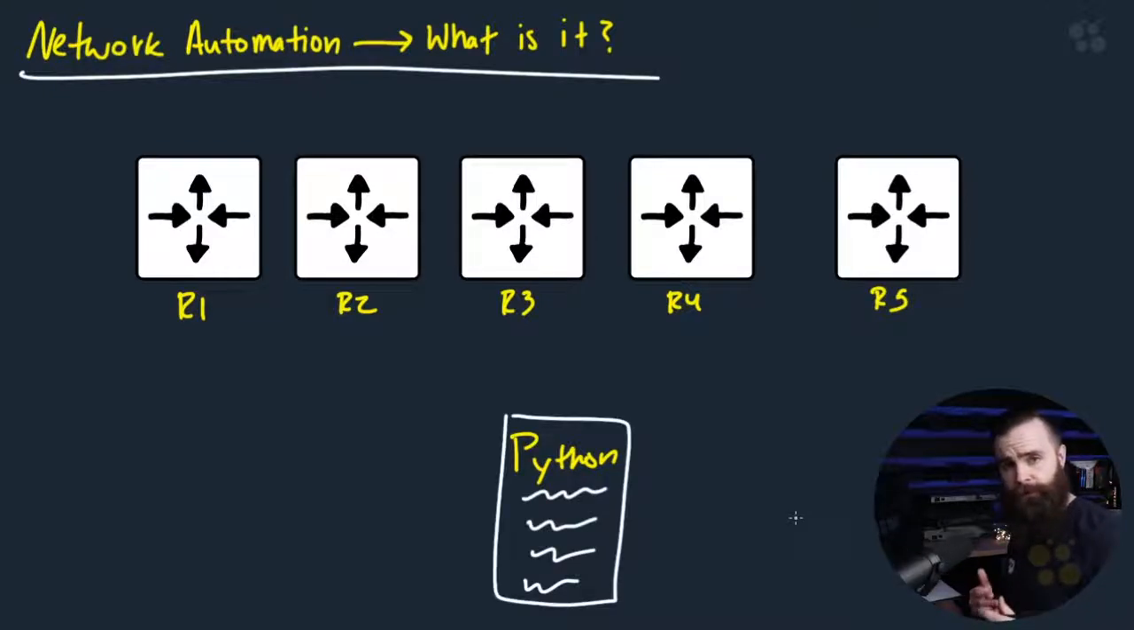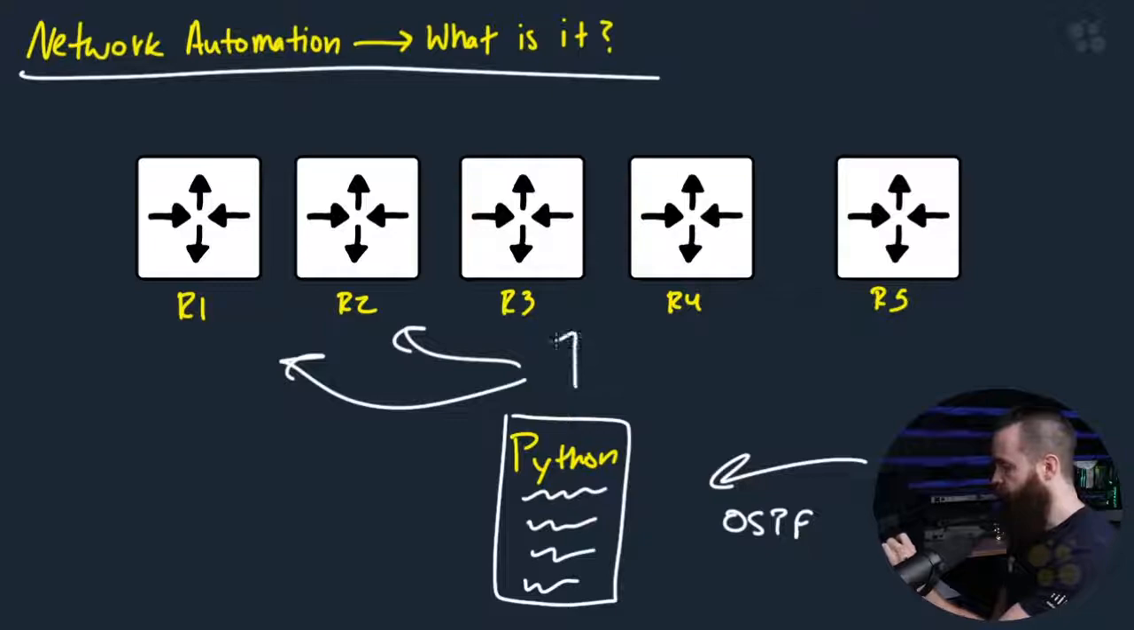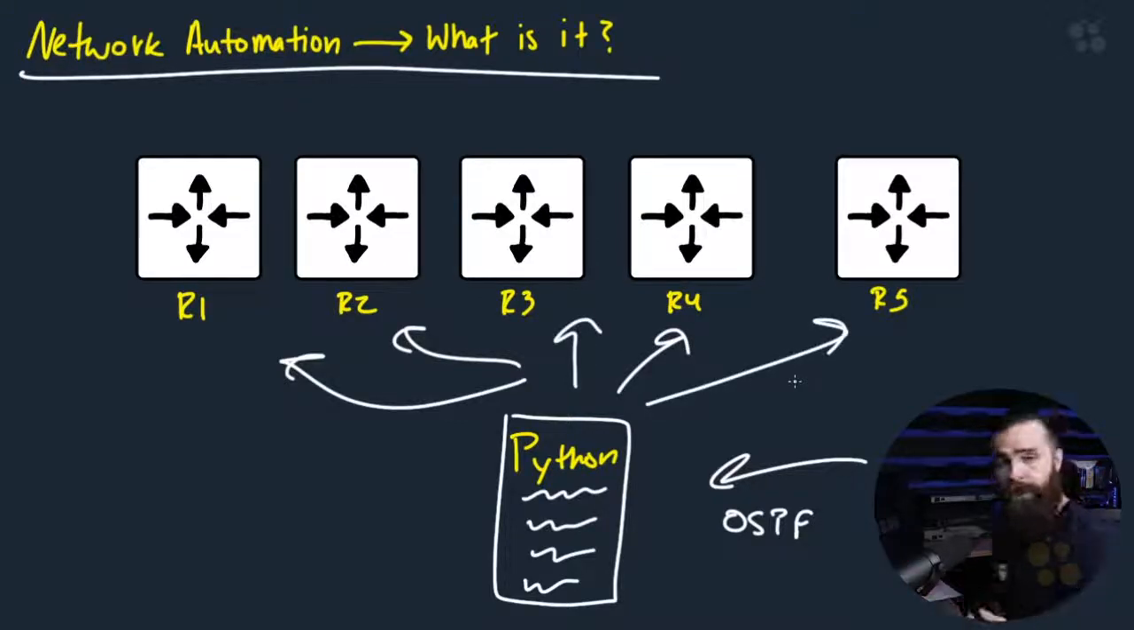I wrote this Python script and I told Python, hey Python, listen here. I want OSPF to happen. Please configure OSPF on my routers. And I also said, Python, I don't want to have to log into each device individually. It takes time. That's my time. Can you do that for me? And he said, yeah, because he has no choice. So he did it. He logged into router 1, router 2, router 3, router 4, router 5, and configured OSPF.